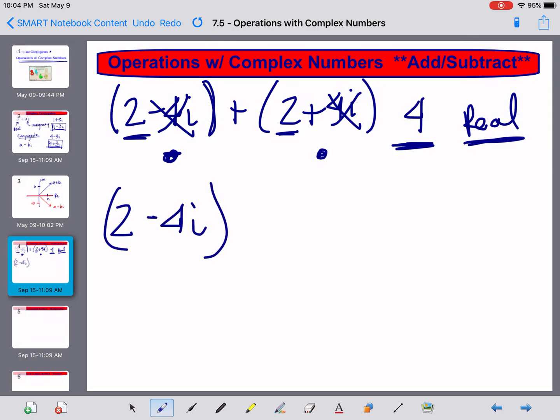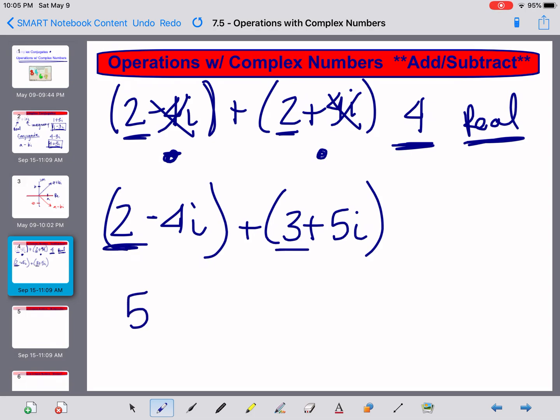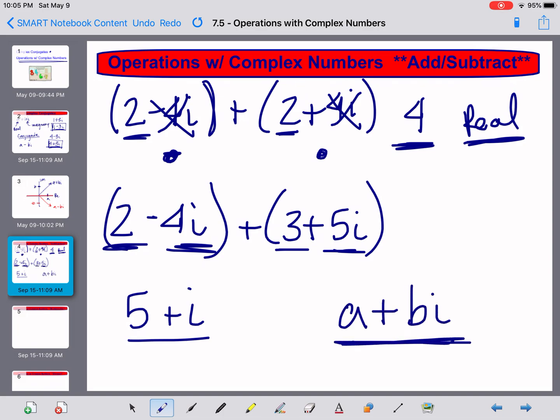Now, that's not the case if I were to do, let's say, 2 minus 4i, there's our first one, and then let's just do plus something different, plus 5i. Now, I won't just get a real result, but I can still do the same process. Combine my like terms. So combine my reals and combine my imaginaries. And then here I'd be able to get my end result. When I have operations with my complex numbers, I should always be able to get an end result in the form a plus bi, which is here.